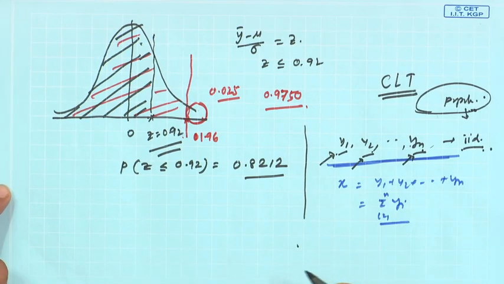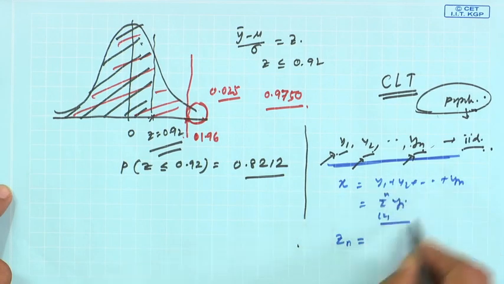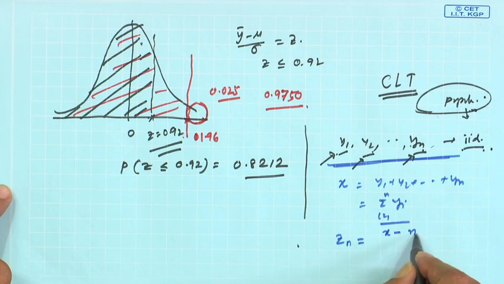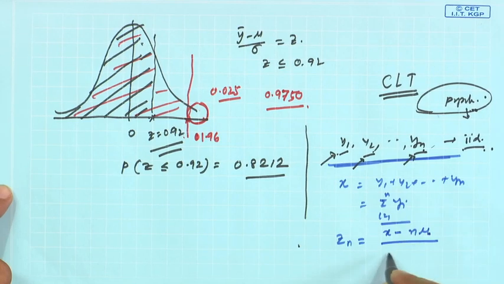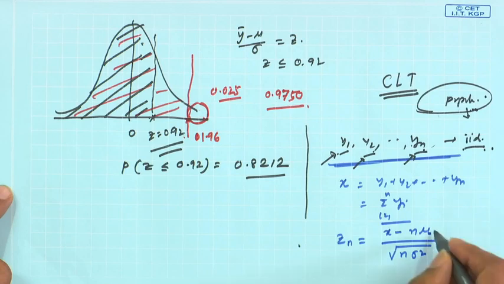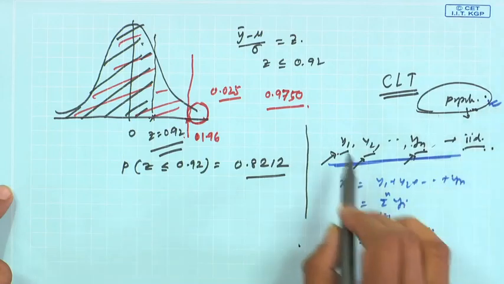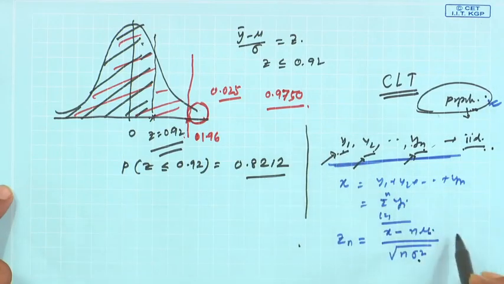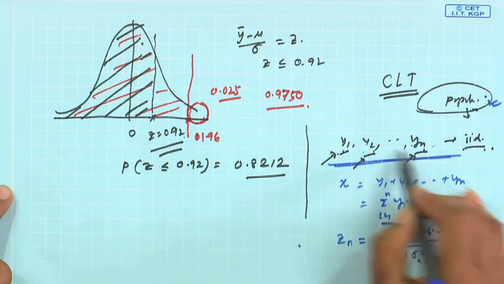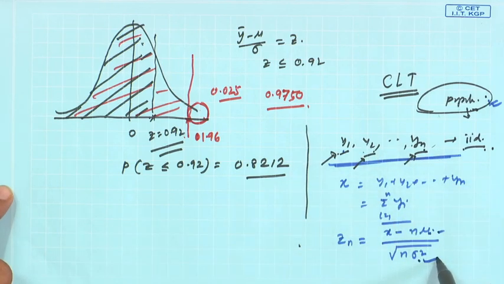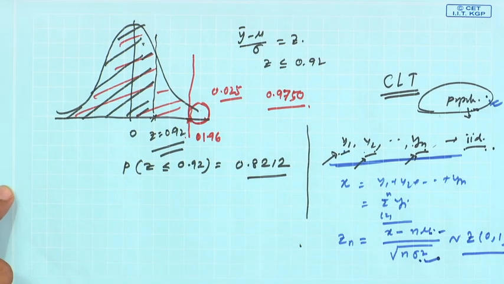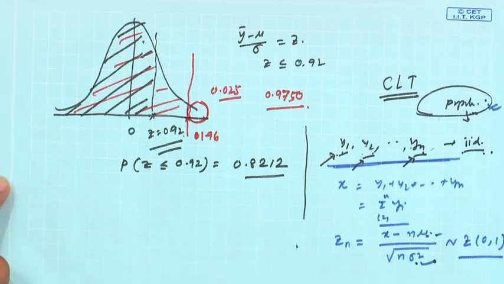Now you can create the Z distribution, which we write as Zn. This is x minus n times mu divided by root over n sigma square, where mu and sigma are the parameters related to this population, and hence the expected value of yi is mu and the variance of yi is sigma square. Okay, so then this is unit normal.